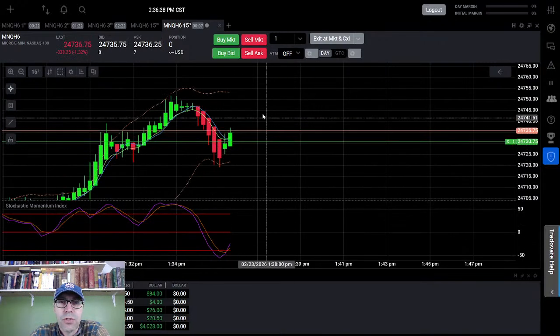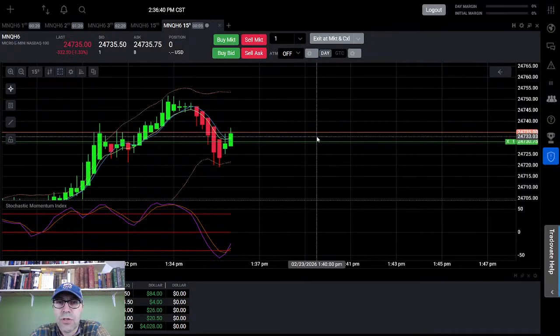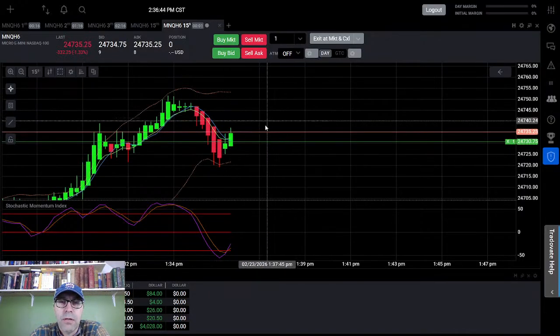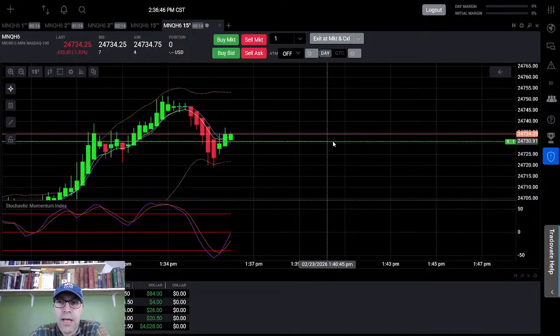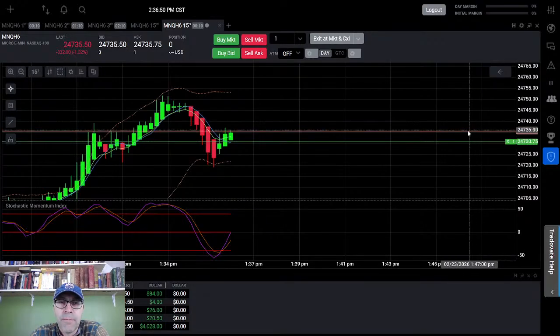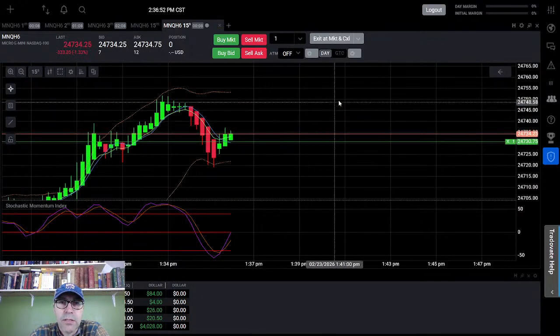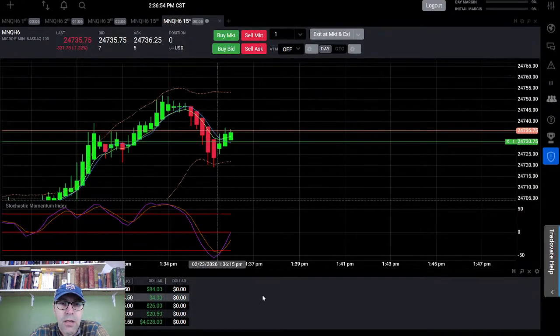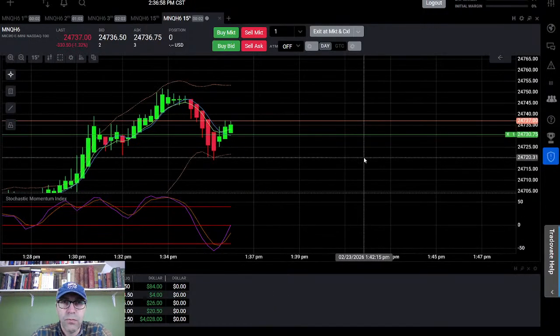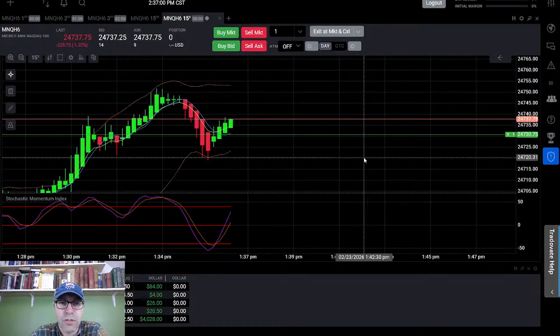Our stochastic just crossed over. Our moving average just crossed over. We got a green candle forming. Hopefully it'll bump out. Just tap my entry level right there at 730, and maybe we'll continue going up. But right now we got an extra $200 in what I started trading about 3 minutes ago.